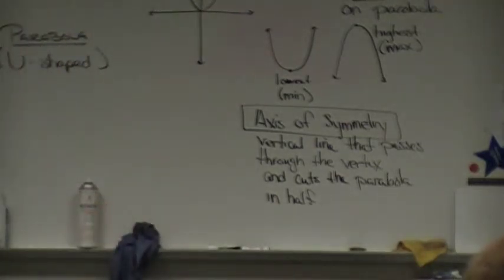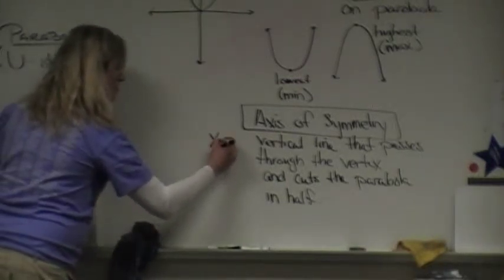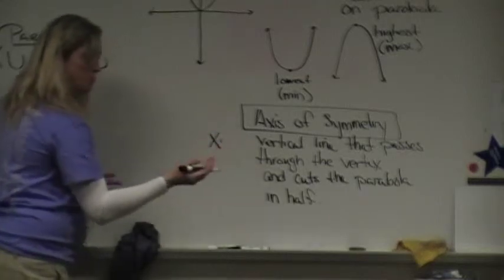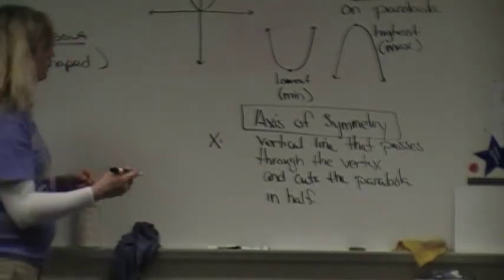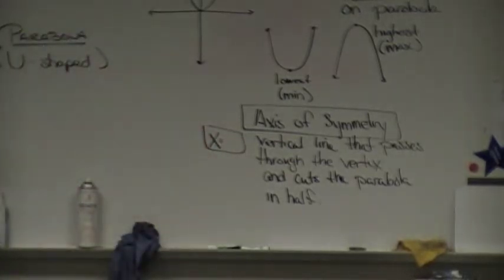Okay, so the axis of symmetry is a vertical line. Class, if it's a vertical line, then what would the equation be? Y equals or x equals? If it's vertical, what axis would it go through? The x, right. So your equation of your axis of symmetry is going to be x equals some number. X equals 2, x equals 3. So it's going to be x equals whatever value it goes through on the x-axis.